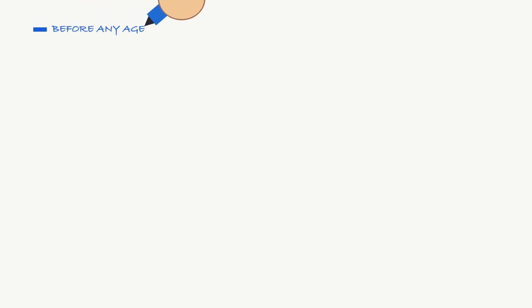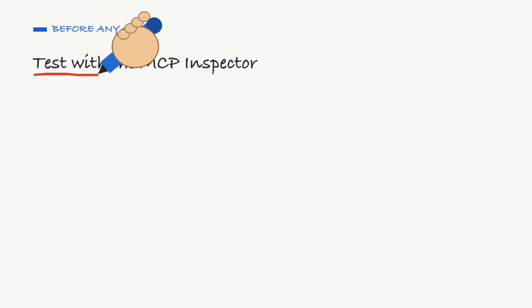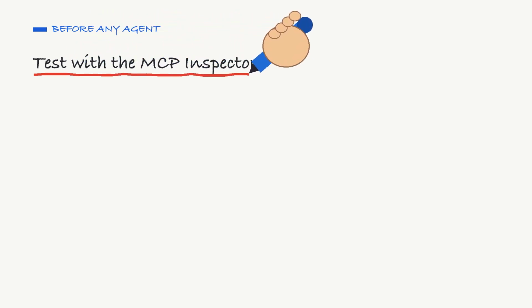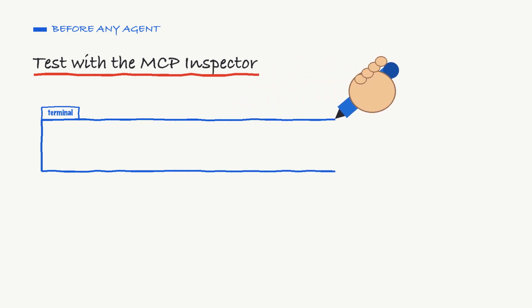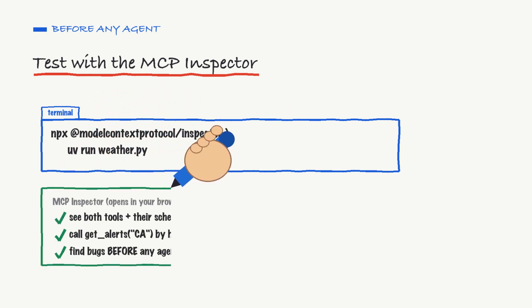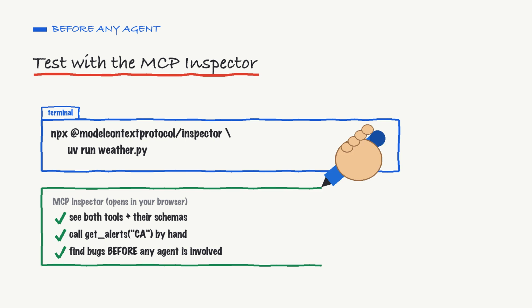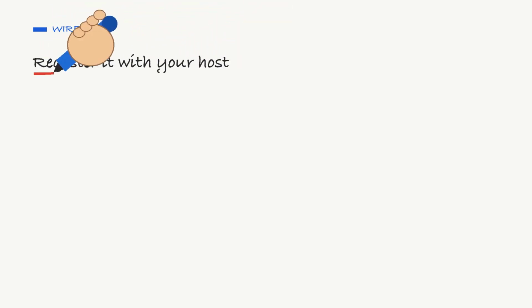Here's the professional habit. Test the server standalone before any agent is involved. The MCP Inspector launches with one command from your terminal using npx and opens a small web interface. You can see both tools, inspect the schemas FastMCP generated, and call Get Alerts by hand with a real state code. Find your bugs here, where they're obvious, not buried inside an agent conversation. When the inspector says it works, wire it into a real host.